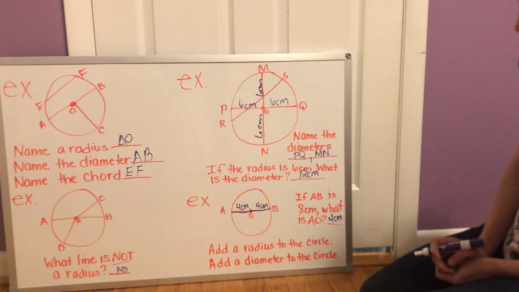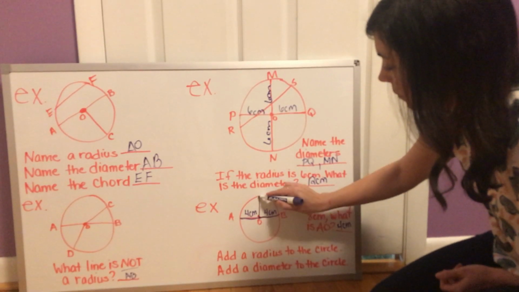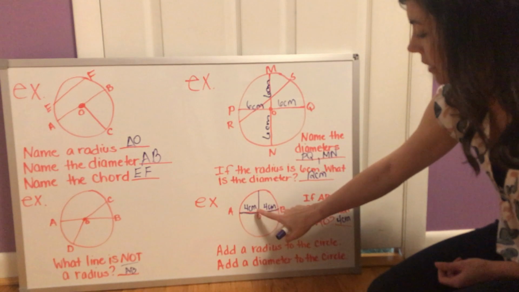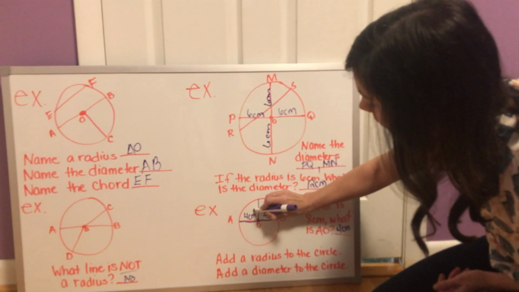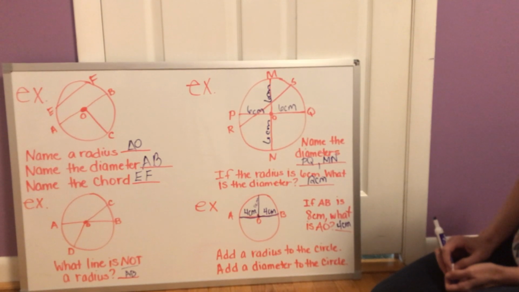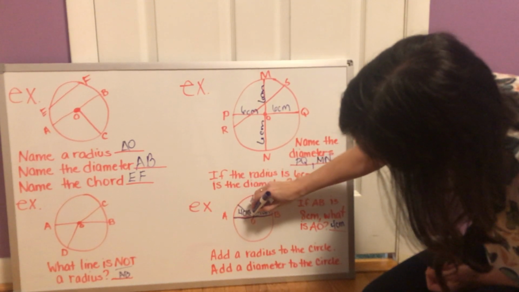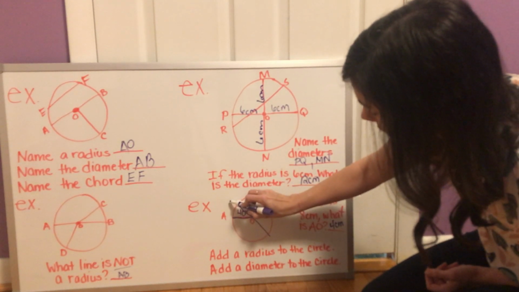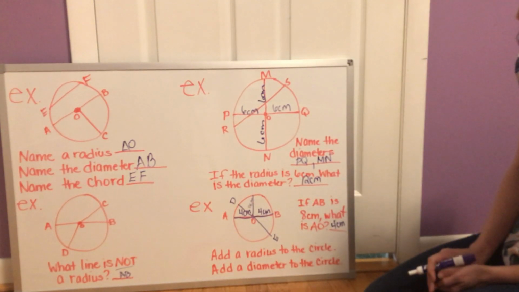And at the bottom it says add a radius to the circle. So you can add one anywhere you want. I'm going to add one right here. That would be my radius. But you can put it down here, you can put it over here, anywhere from the center to the edge of the circle would be a radius. And they would also be 4 centimeters. The last question says add a diameter to the circle. So we're going to go from one edge to the other, and it has to pass through that center. And that whole line right here, we can make it DE. So line DE would be 8 centimeters.